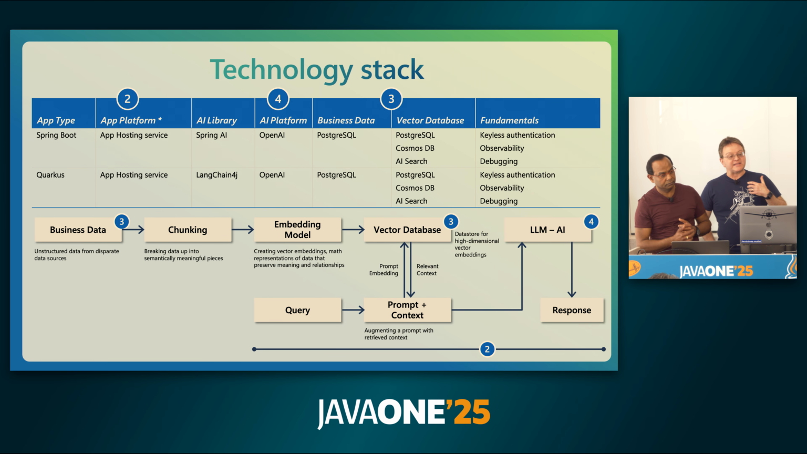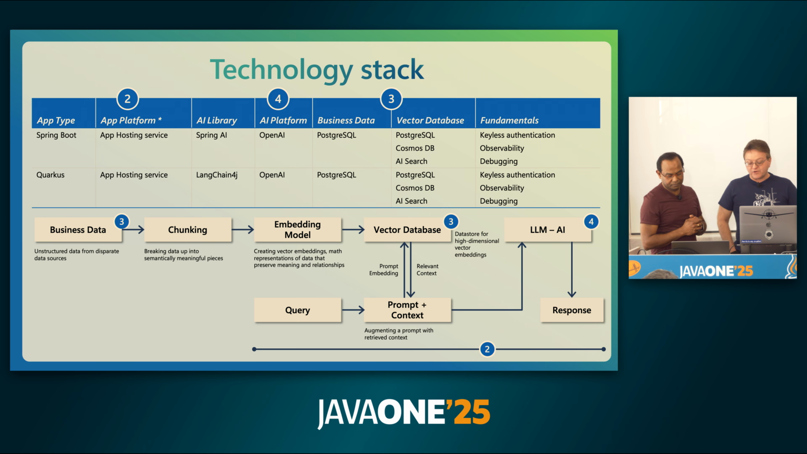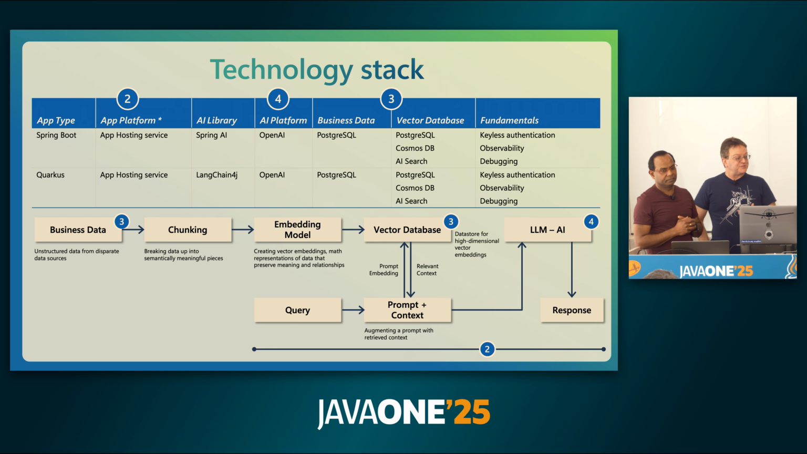So we just discussed the integrated AI application platform. Let's now dive into the specific tech stacks for app types like Spring Boot and Quarkus. For Spring Boot, the tech stack includes things like the app hosting service. For the AI library, say that 3 times quickly, we're using Spring AI. We're using OpenAI for our LLM, for our intelligence, if you will, our AI. And of course, for business data, we're using Postgres, and for the vector database, Postgres with pgvector.